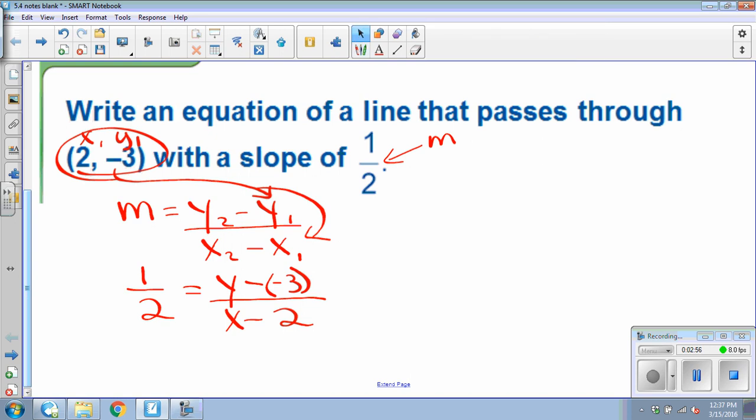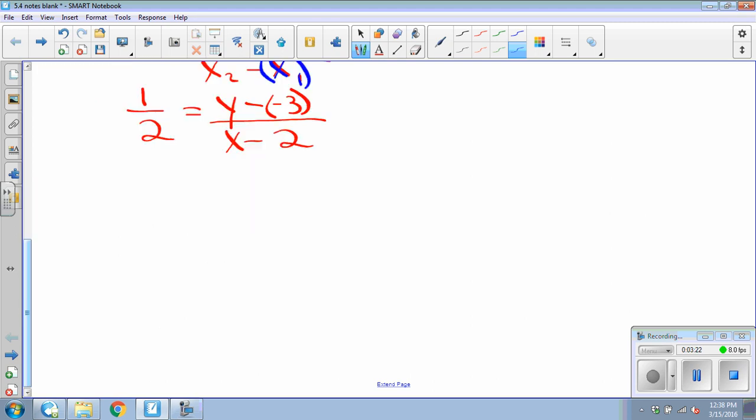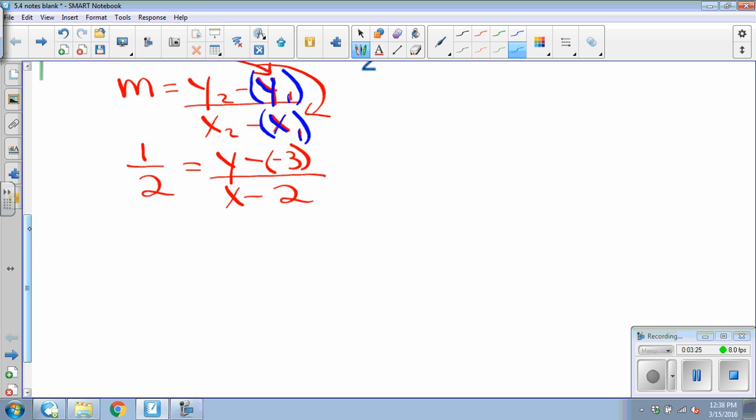I plugged in y1 and x1. This is x1 and this is y1. So I plug this in. Leave y2 and x2 alone. Leave those just x and y. Okay? That's the hard part. The rest is easy. Okay? Let's simplify that minus. I don't like that minus negative. What does that have to change to? A plus. Very good. So this is 1/2 equals y plus 3 over x minus 2.